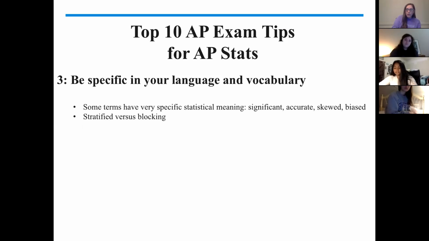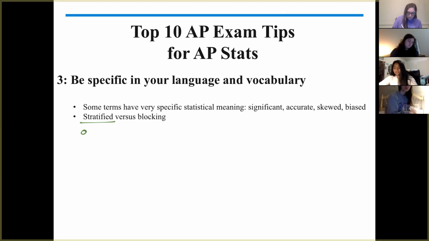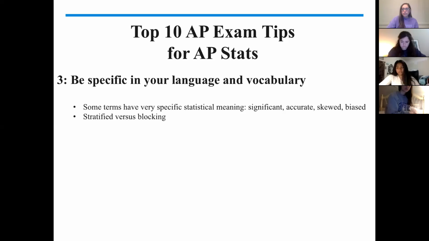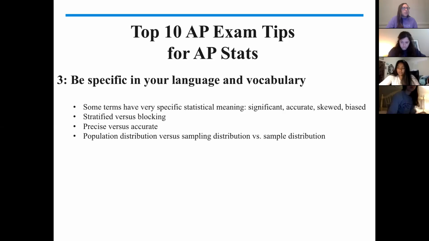Stratified versus blocking, we don't want to get those mixed up. Stratified is for an observational study, blocking is for an experiment. So two different things. We stratify for an observational study, but we block for an experiment. They virtually do the same thing, but just one for each. Precise versus accurate, you don't see that too much. And then population distribution versus sampling distribution versus a sample distribution. So just make sure, are they talking about the population? Are they talking about a sampling distribution? Or is it just a sample?